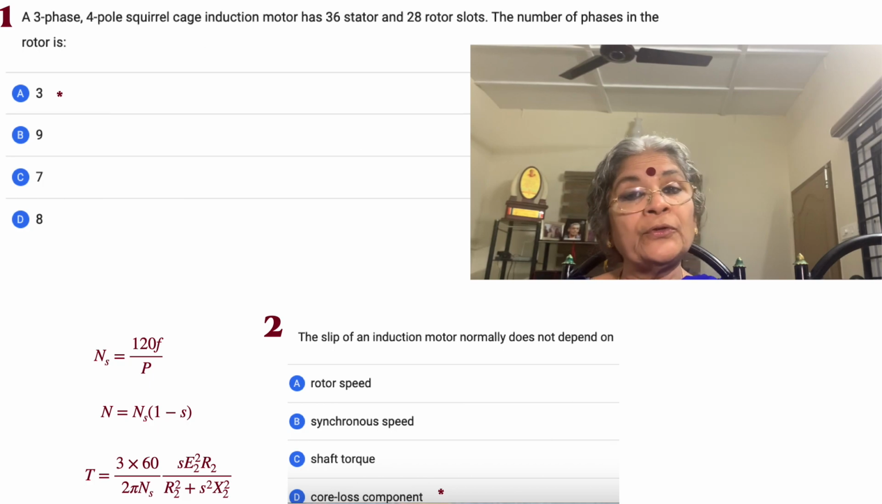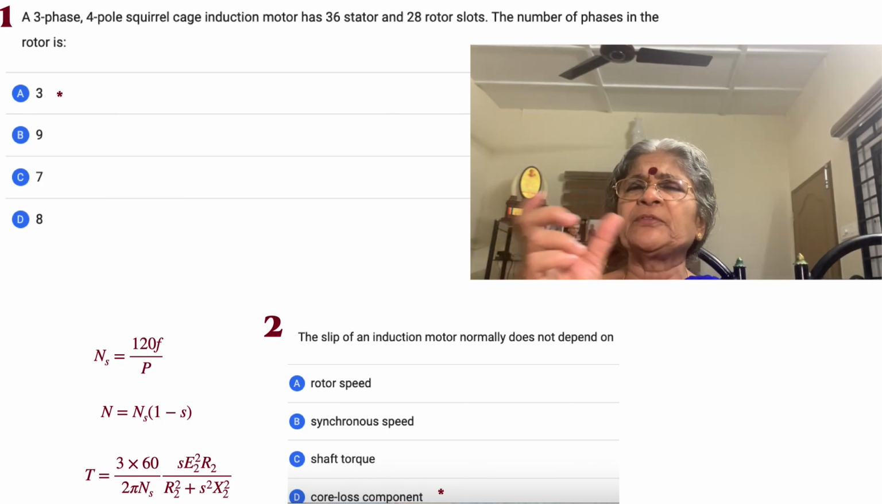Okay, so moving to the next question. The slip of an induction motor normally does not depend on... Okay, so what is the slip? As I mentioned earlier, slip is given by certain relationships, where first and foremost we discuss Ns equal to 120 f by P. Then what is N? N is given by Ns into (1 minus s).